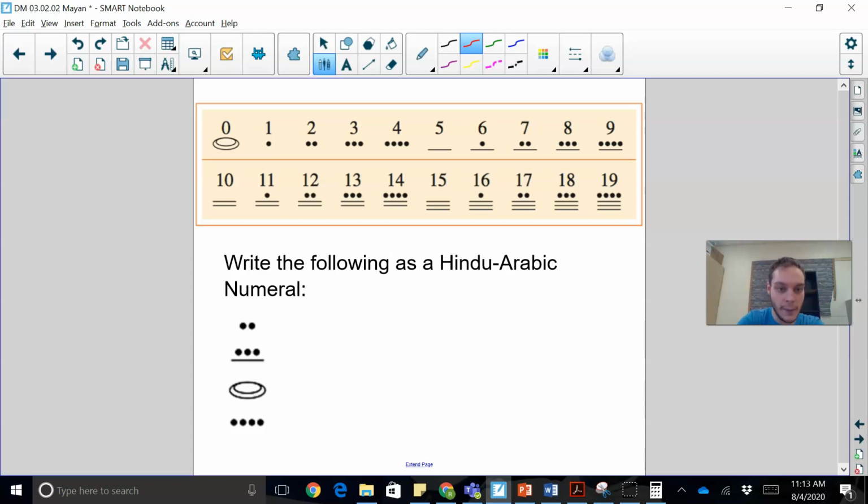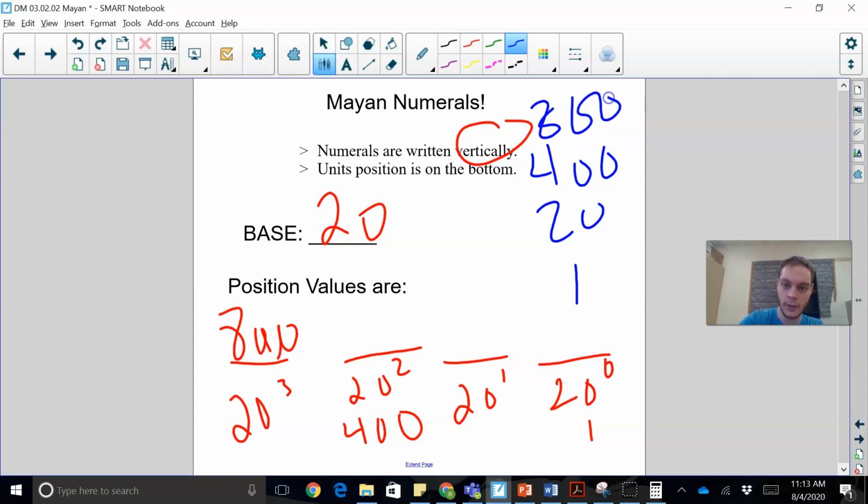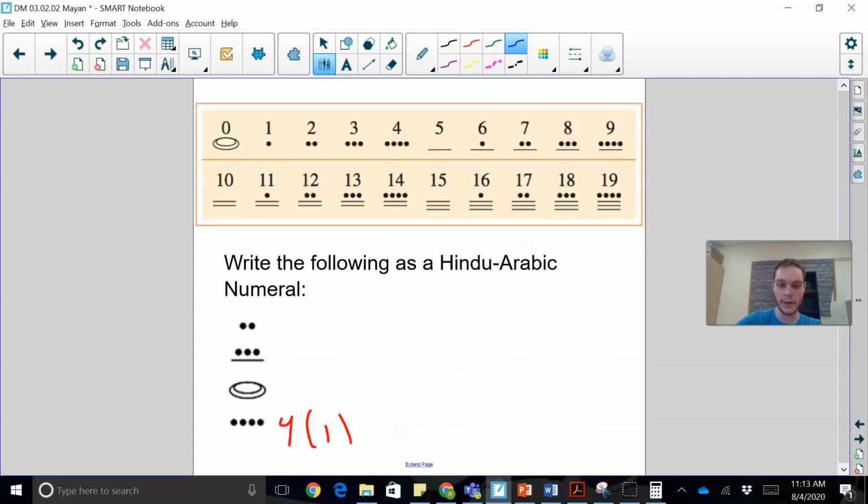The bottom one, those 4 dots, that's the number 4 according to the key. And that's the bottom position, so that's times 1. If I go back and look at the position values, written vertically like it should be, we have 1, 20, 400, 8,000. That's the positional values. So here I have 4 times the 1. This is 0 times 20. The next one, there are those 3 dots with 1 line, that is going to be 8 times 400. And then 2 times the 8,000.